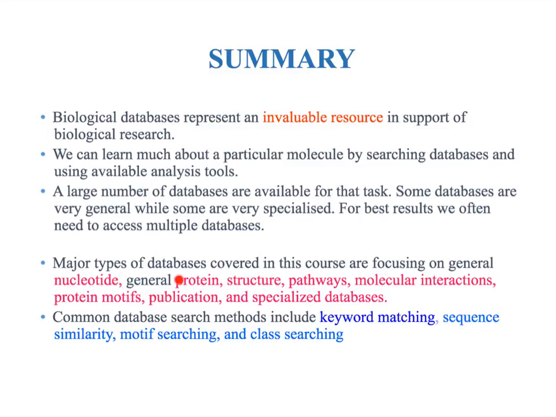The major types of databases covered in this module generally focus on nucleotide, protein structure, pathway, molecular interaction, protein motifs, publication, meaning literature, and other specialized databases. You can search a database by keywords, by sequence similarity, by motif, or by class searching. In the later part of this module, you will learn how to search databases based on sequence similarity, motif, and others.